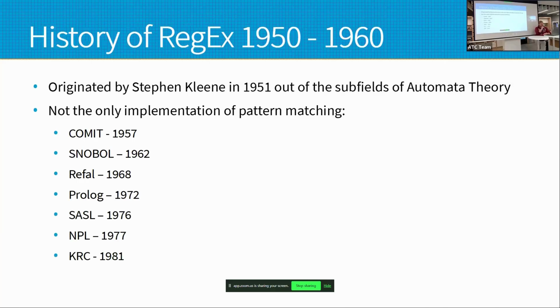So for the history of regex, it started in the 1950s. A computer scientist and mathematician, Stephen Kleene, developed it out of the subfields of automata theory in mathematics. And what I find quite interesting is you'll see from 1957 to 1981, there have been multiple other implementations of pattern matching. Although all of these came out after regex and they've mostly died out, and regex is the only one remaining.